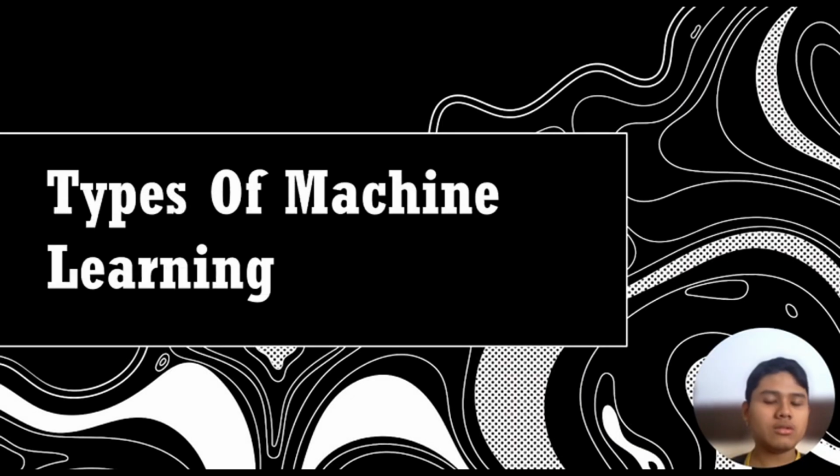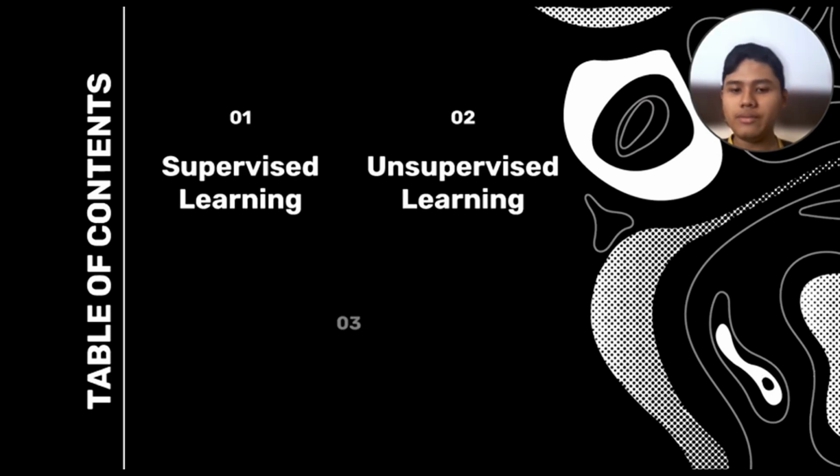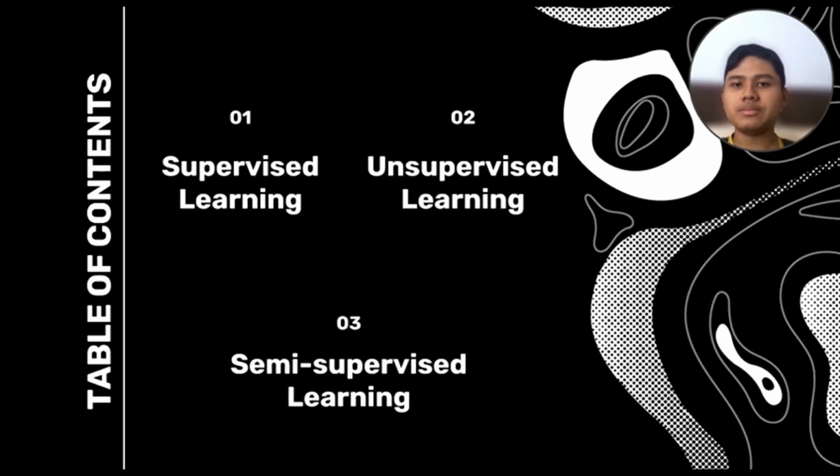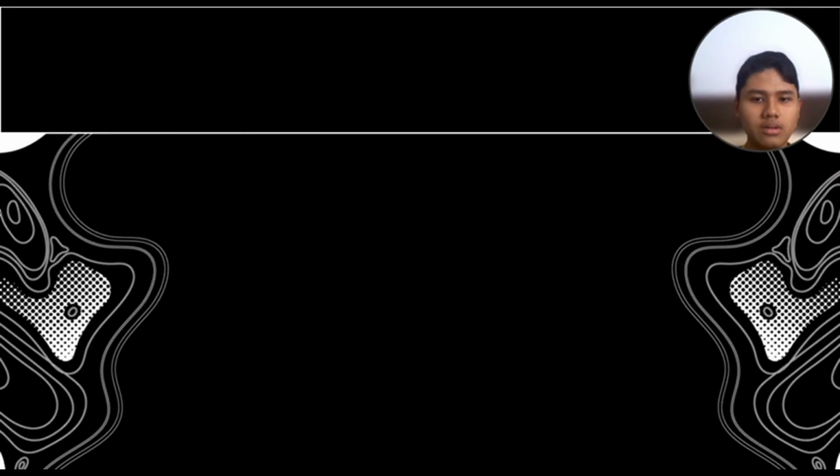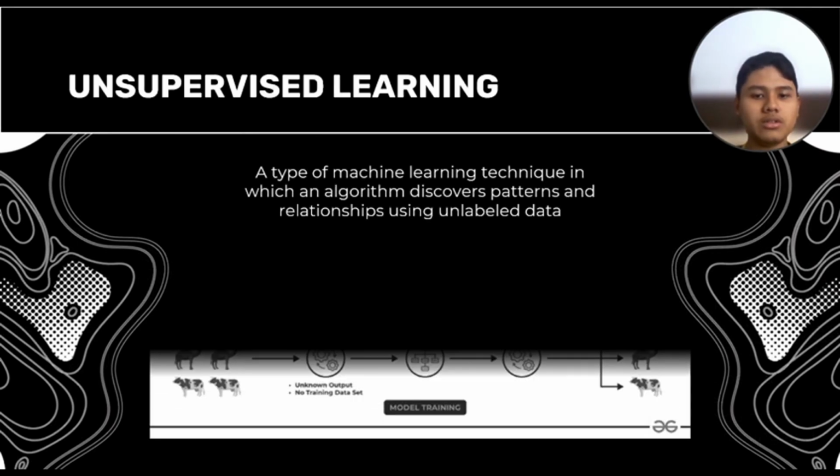Okay, so today I want to talk about the types of machine learning. There are three types of machine learning, which are supervised learning, unsupervised learning, and semi-supervised learning. In supervised learning, we feed the machine training datasets and desired outputs to create an algorithm. So the machine takes the algorithm as a reference and processes the input raw data and gives the outputs that we desire.